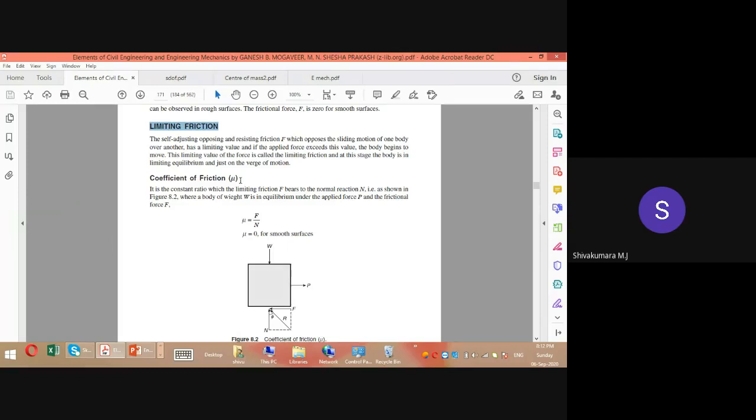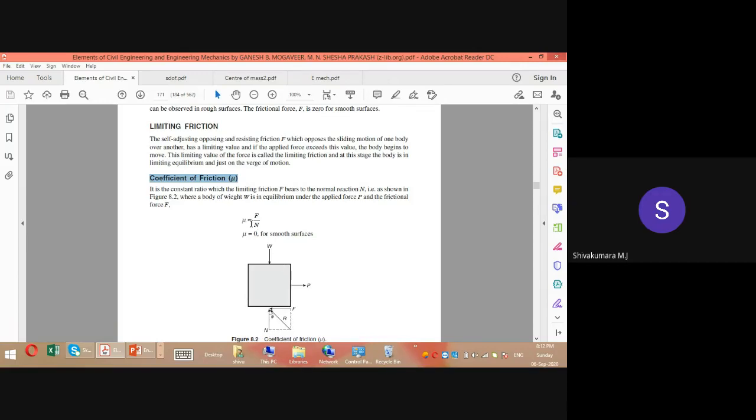Next you come to coefficient of friction. You see this figure, there is a block which is resting on some surface. If you draw a free body diagram, there is a normal reaction from the surface, and if you apply a force P, a frictional force will act in the direction opposite to the applied force, opposite to the direction in which the object is tending to move. So this is F, this is N.